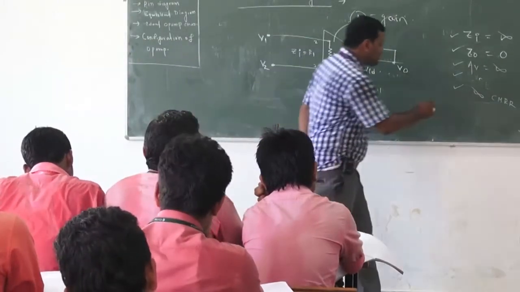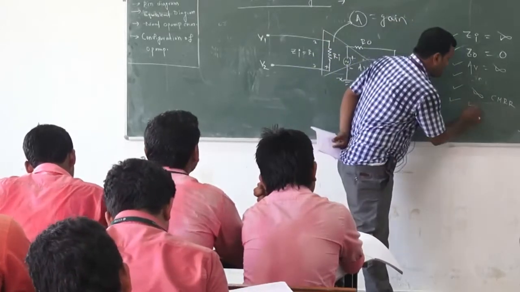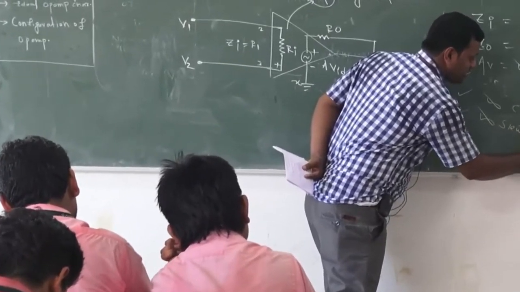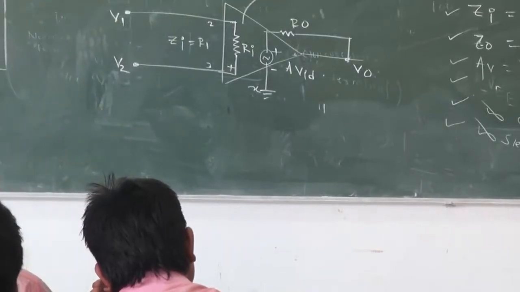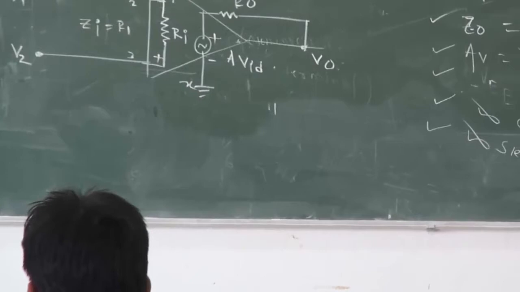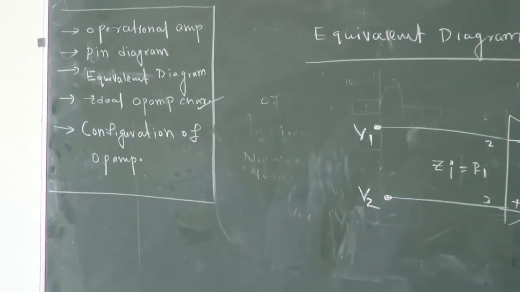Another ideal characteristic also, just write infinite slew rate. That will come after 2 or 3 lectures maybe. Infinite slew rate, that is okay. Only just keep this point, infinite slew rate. Next give the heading configuration of op-amp.